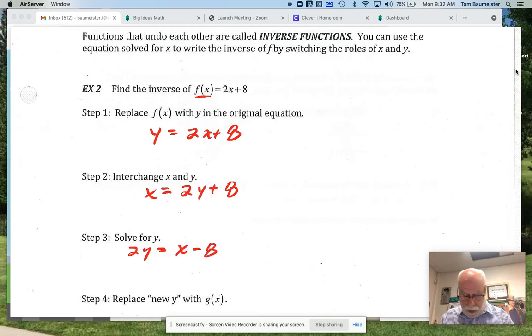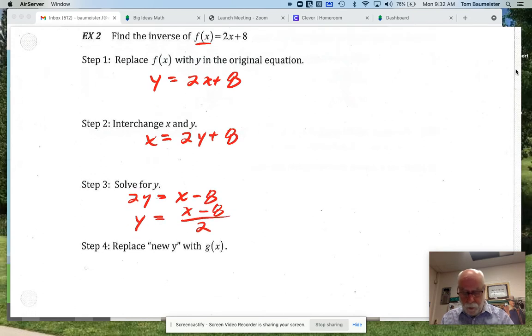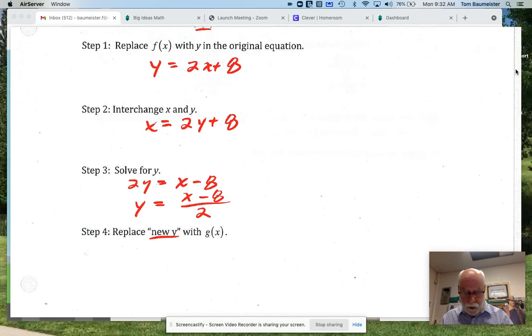And then I can divide everything by 2. So I'll get x minus 8 divided by 2. And now it's saying we're going to replace this new y, because this is a new y. It's not the same y that we just had. We're going to replace it with g of x.